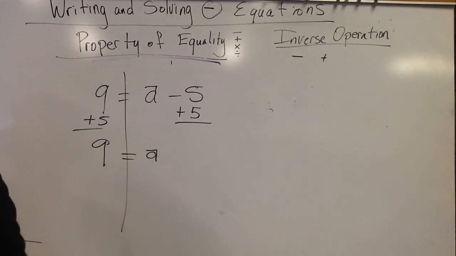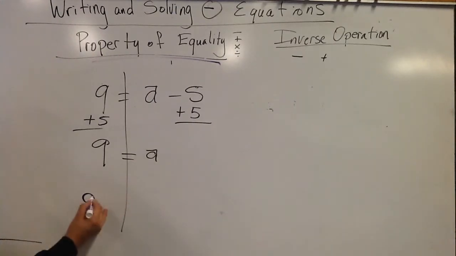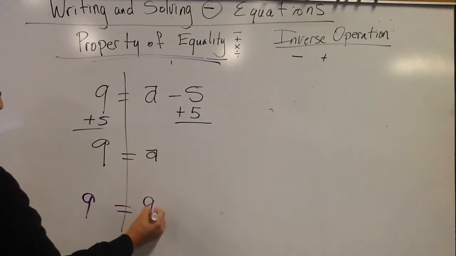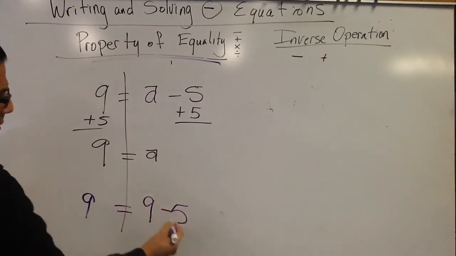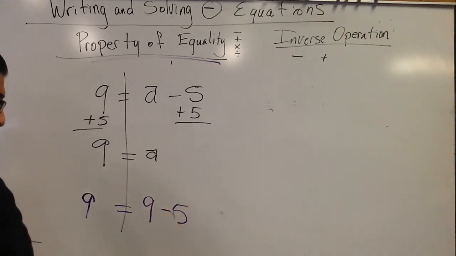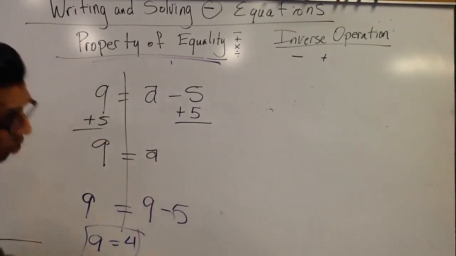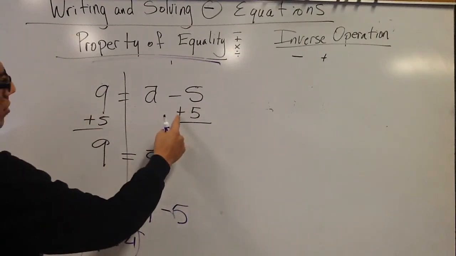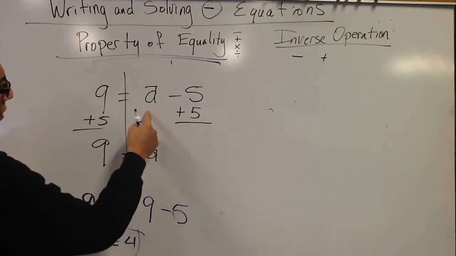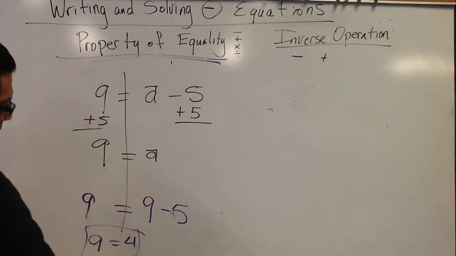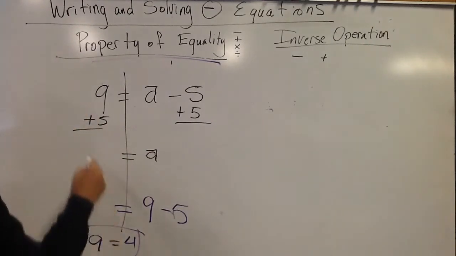All right, so let's check that. Let's rewrite our equation. 9 equals a. Well, what's a? 9. 9 minus 5. Wait a second. Does 9 equal 4? No, there's a problem, right? That's not true. So where's my problem? So let's go back and check. I subtracted 5. Yeah, that's nothing. So all I have left is a. But 9 plus 5 is not 9. What is it? It's 14. You see how that works?